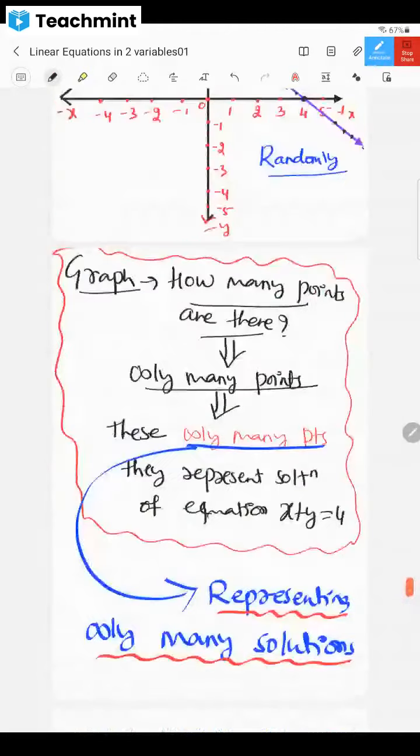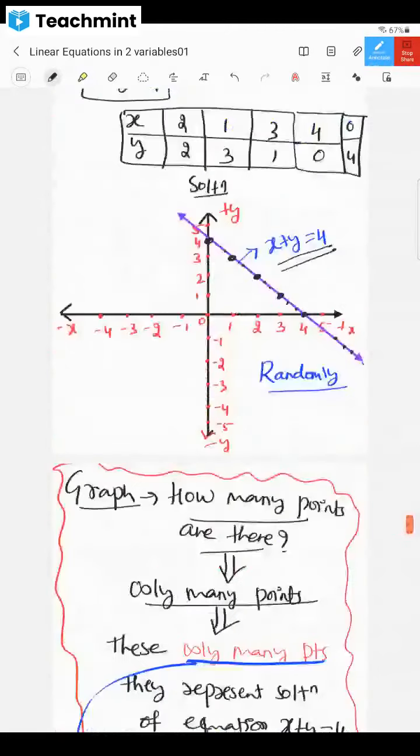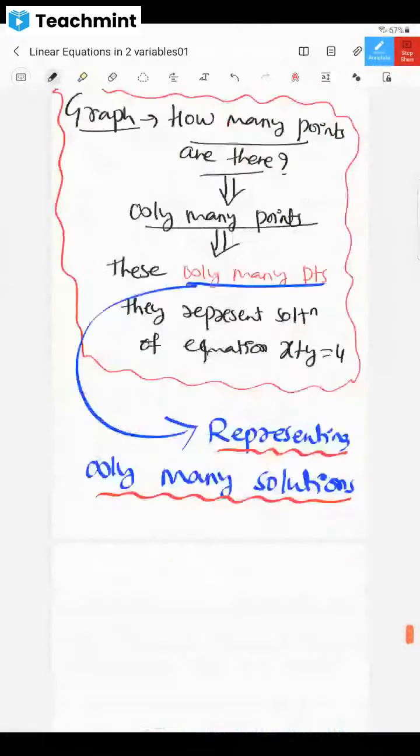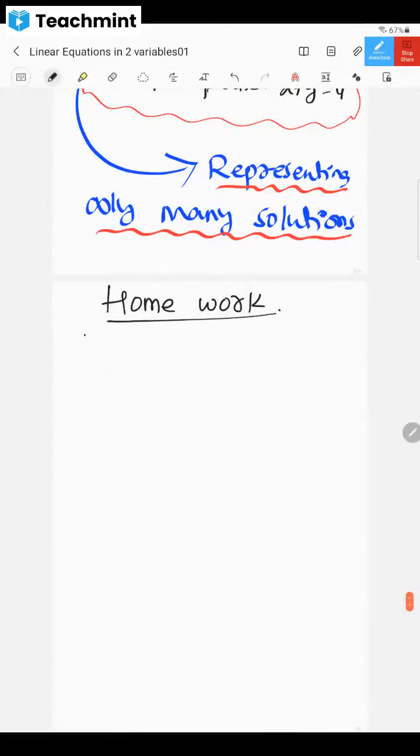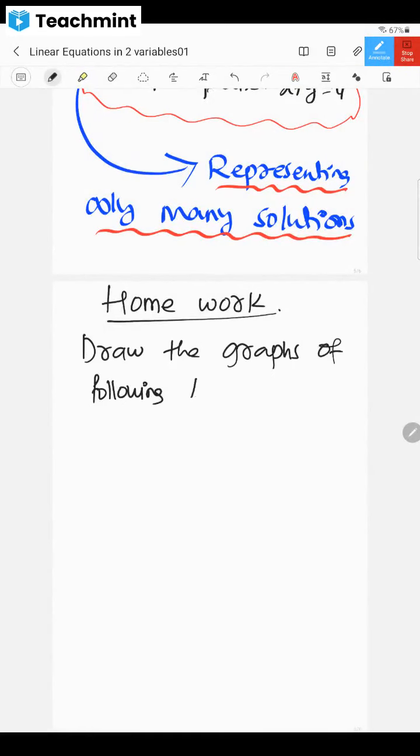So shall I go further? Now, shall I give you some more homework? Okay. I will give you homework: draw the graphs of the following linear equations in 2 variables. I will give you some equations. You have to draw those graphs.